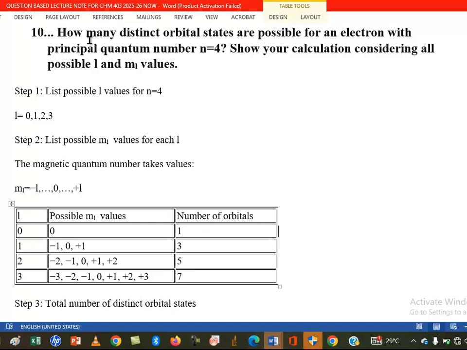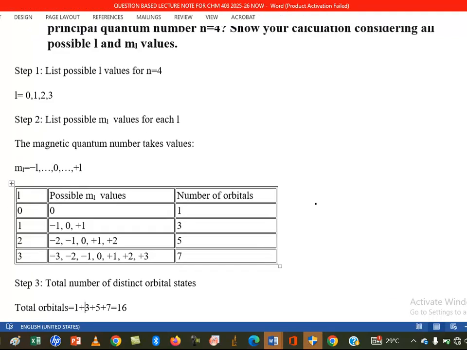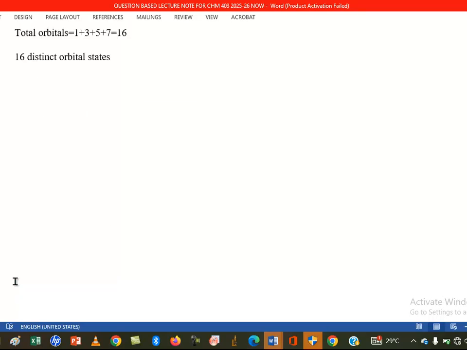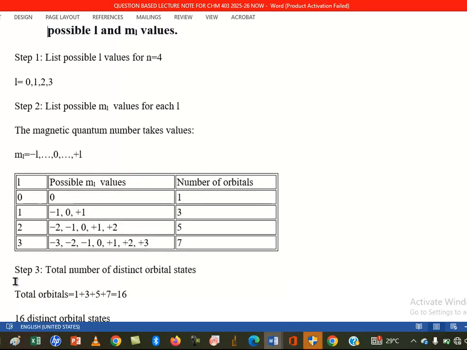So what you do next is to add all the states so that we can know the number of distinct states possible. It's going to be 1 plus 3 plus 5 plus 7, which will be 16. So we have 16 distinct orbital states. So that's the answer to that.